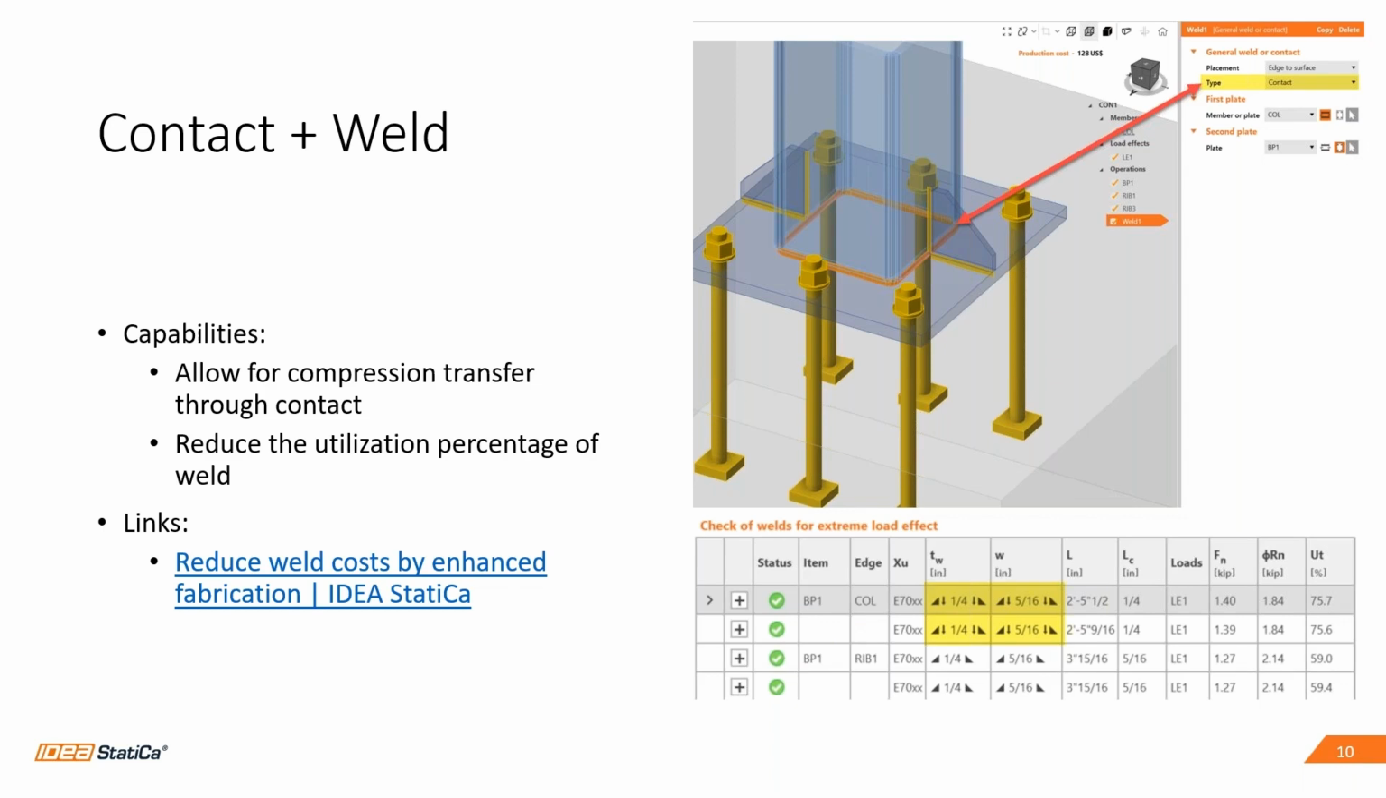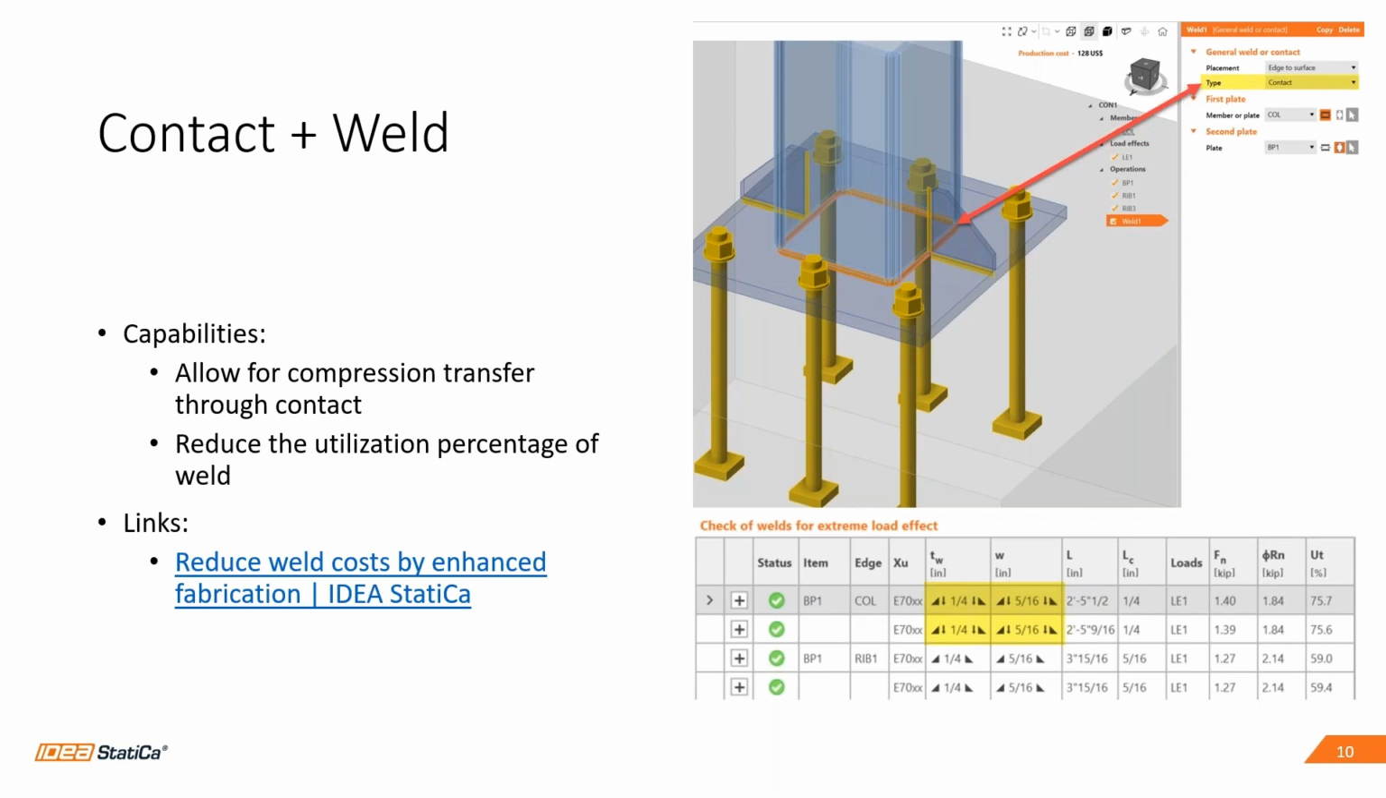Whenever you do create a weld between the column onto the base plate, only the weld constraint is created between these two. So all that compression is taken on just by the weld. Now, one way that you can help these weld checks is by adding that contact.